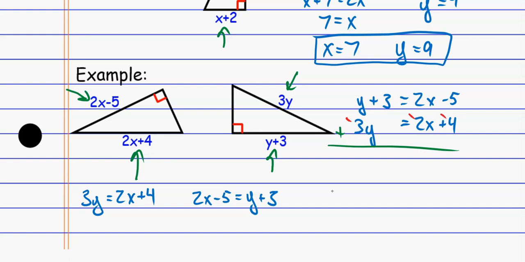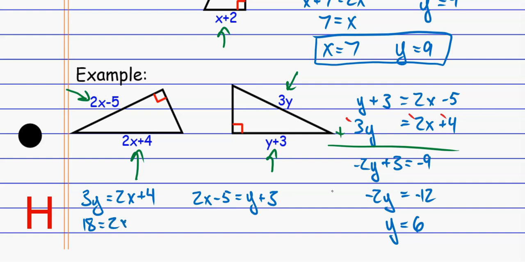See what happens. Here I get a -2y plus 3 equals, over here the x's cancel, and I get a -9. So now I subtract the 3 from each side, that's a -12. I divide by the -2, that's a +6. Okay? And now once I have that y value, I plug it back into either one of these. Maybe I'll plug it in here. So 18 equals a 2x plus 4. I subtract the 4, and I divide by the 2. So x equals 7, y equals 6.